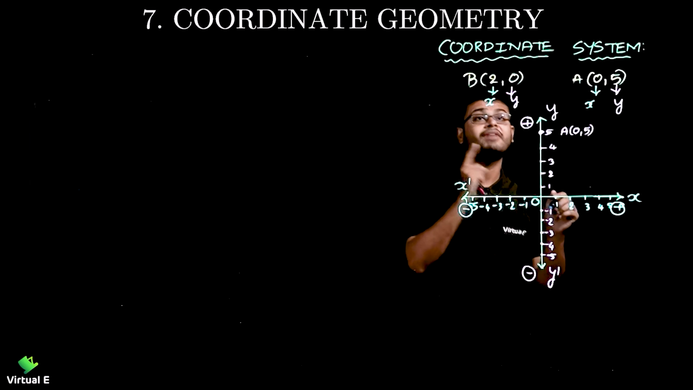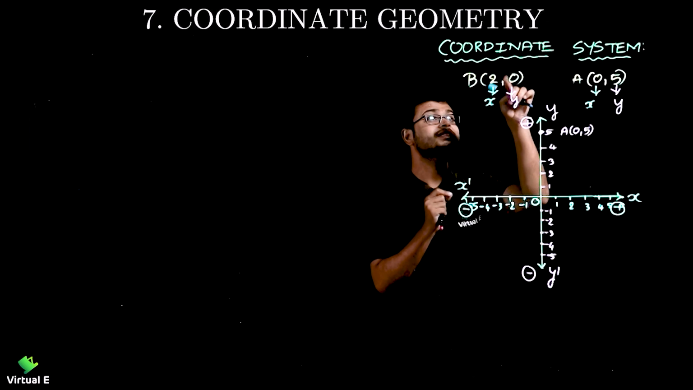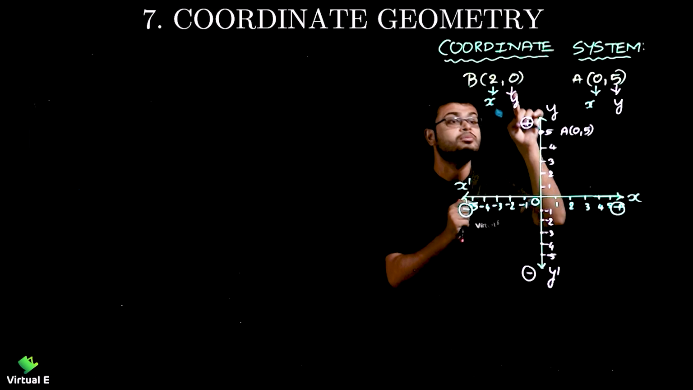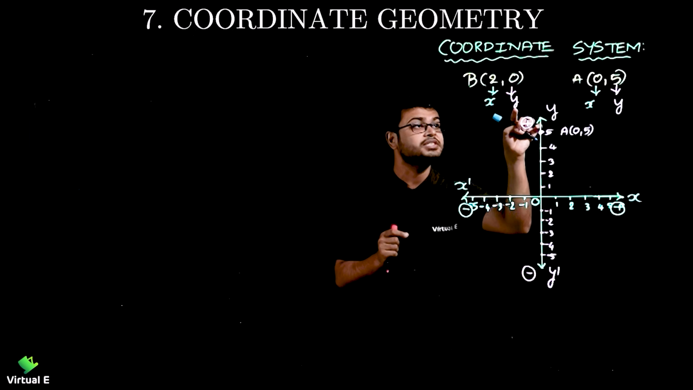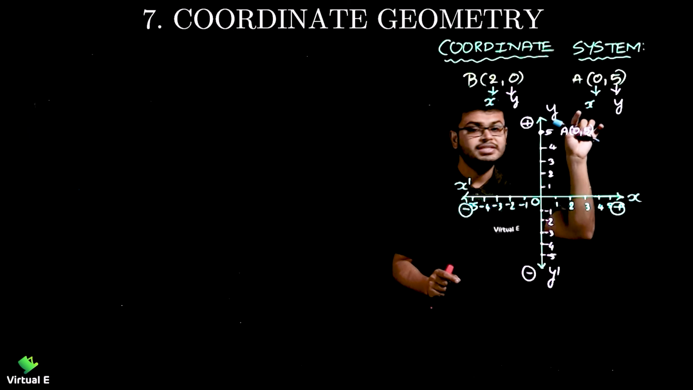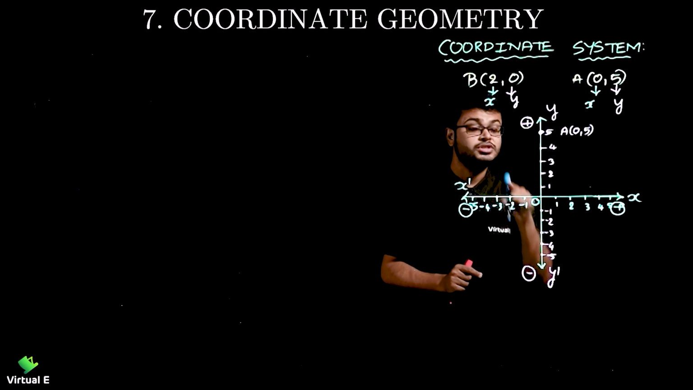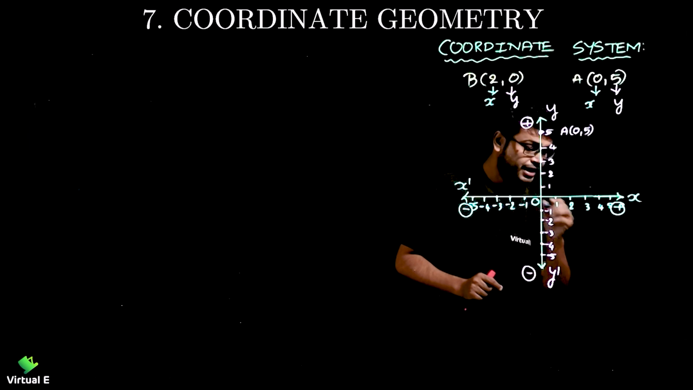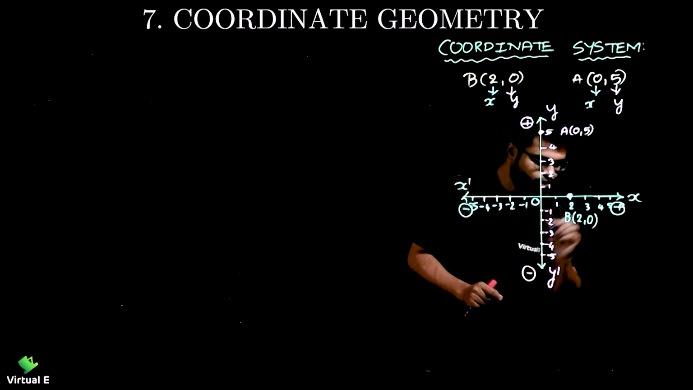Then what about the y-axis? Will I go up and down? No. Why? Because it is given 0, right? 0 means it will be only on the x-axis. If y is 0, then the point will be on the x-axis, and if x is 0, then the point will be on the y-axis. So here y is 0, so that B point will be on the x-axis. Here, this is where it is, B, 2 and 0.